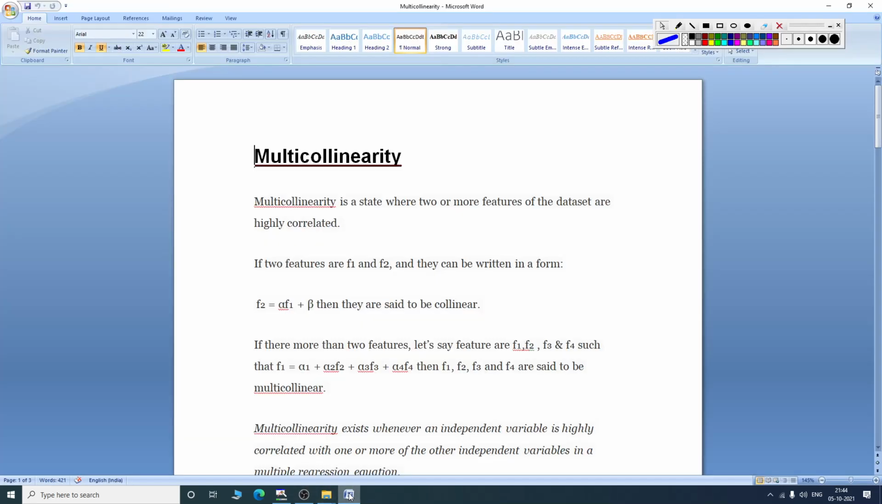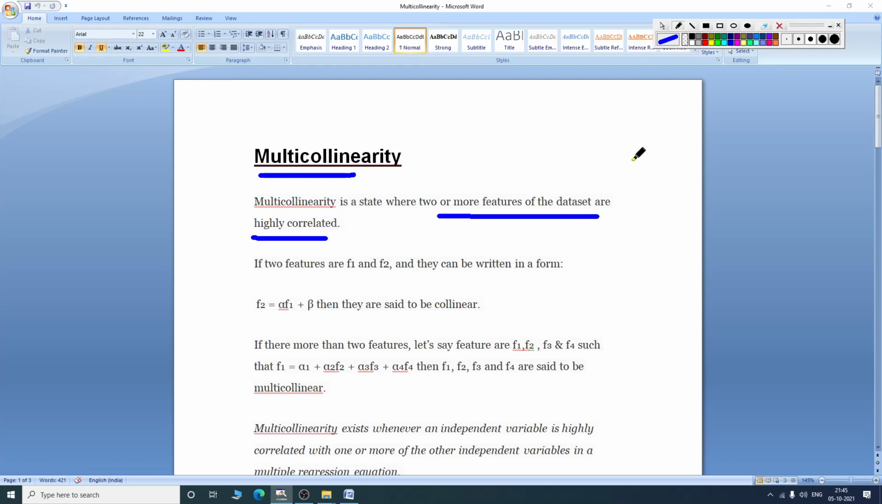So friends, I am here to discuss one important concept in machine learning, which is called multicollinearity. Now what exactly is multicollinearity? Multicollinearity is a state where two or more features of a data set are highly correlated.